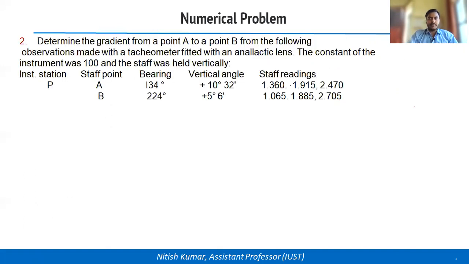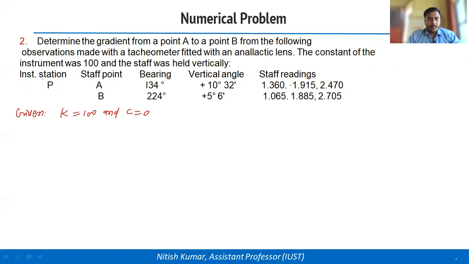Now the second question: determine the gradient from a point A to a point B from the following observations made with the tacheometer fitted with an anallactic lens. The constant of the instrument was 100. So it is K. K is 100 here. But you can see C is not given, so we have to assume that C is 0. So K is 100 and C is 0. If C is not given, it means 0.